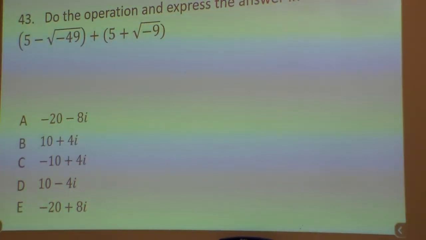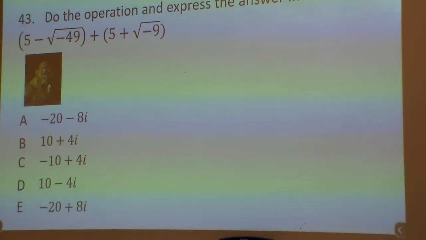Okay, operations with what I'm going to call i. Write your answer in the a plus bi form. Well, first off, we can't get a square root of a negative number. That makes it imaginary. So the first thing I want to do is what I call pull an i out.